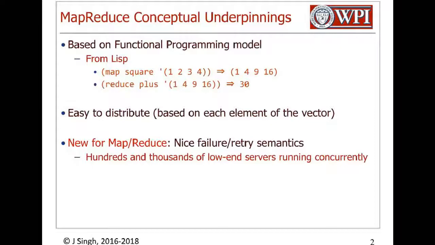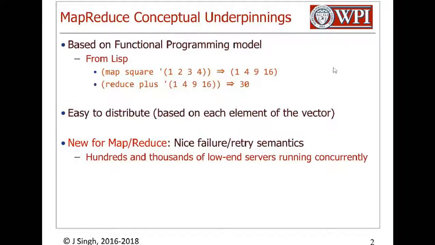It's easy to see that this is something that is very easy to distribute because you can take one of the parameters and give it to one processor, and take the second parameter and give it to a second processor, and so on. And so you can get a lot of parallelism by just expressing everything in terms of vectors, which is what map and reduce do.